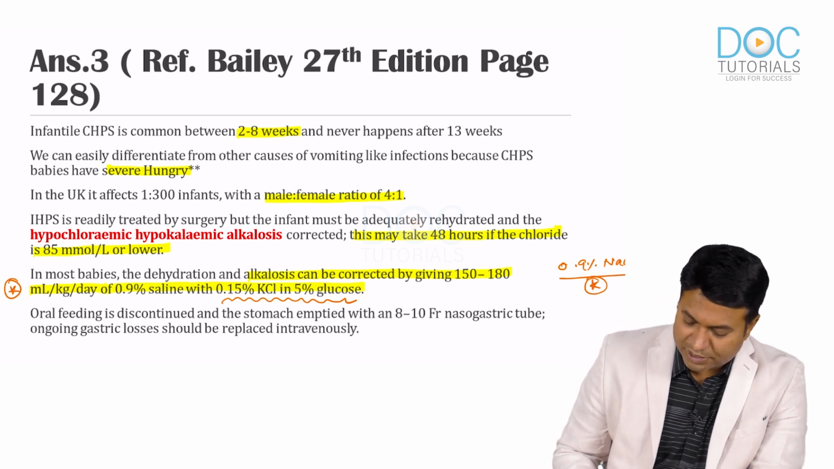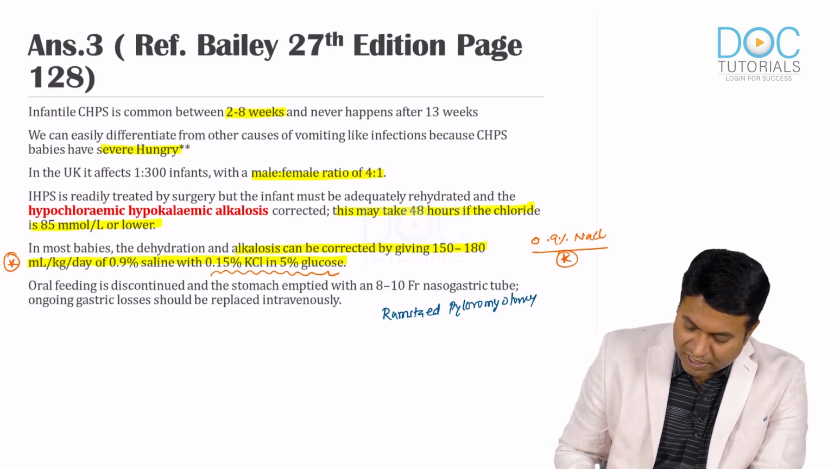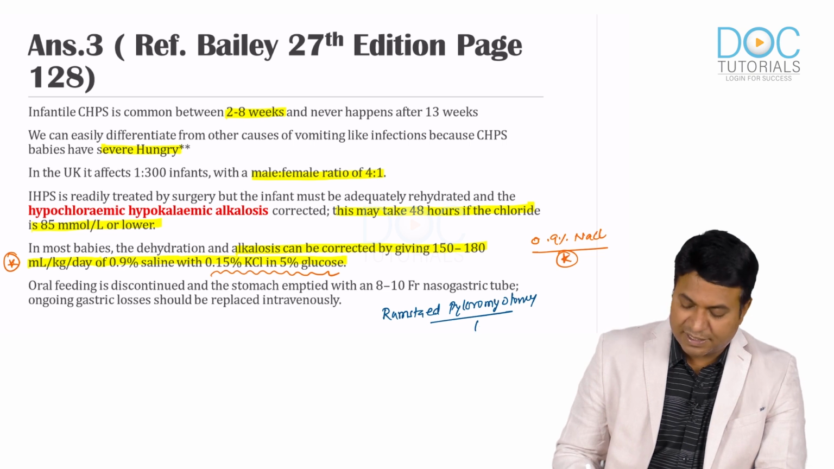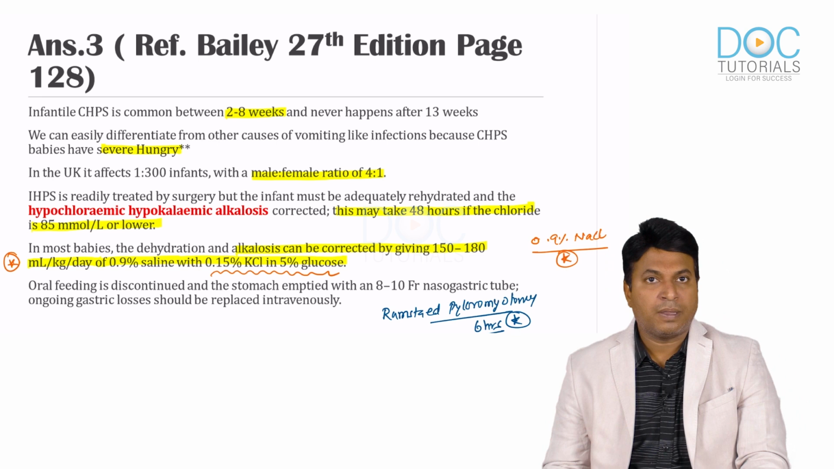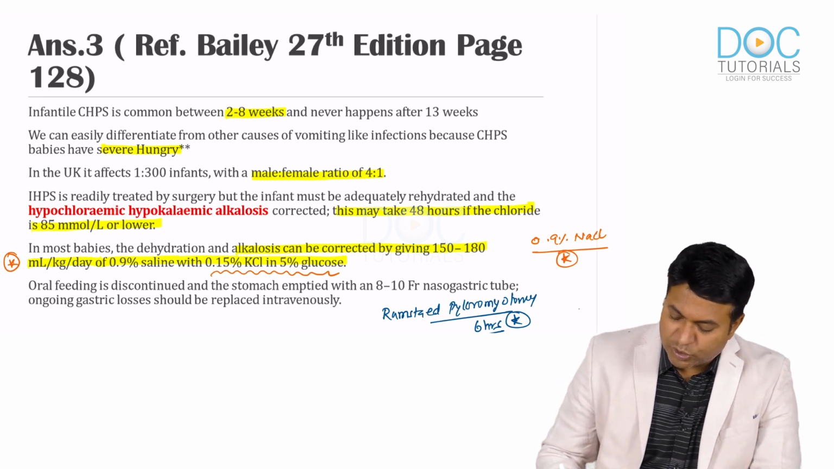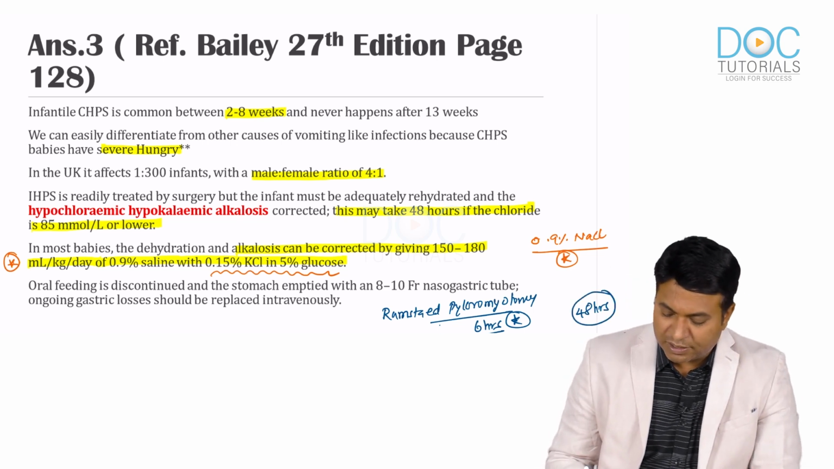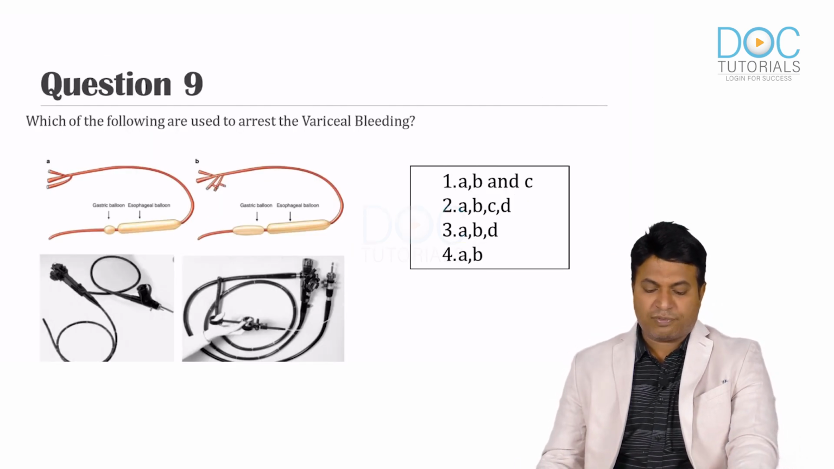For congenital hypertrophic pyloric stenosis, we should do Ramstedt's pyloromyotomy. After Ramstedt's pyloromyotomy is done, feeding can be started in 6 hours. If everything goes well, we can even start feeding the baby in 6 hours. If the mucosa is opened, in such cases we should delay the feeding for 48 hours. If no mucosa is opened, we can start the feeding in 6 hours itself. Please don't forget, okay.